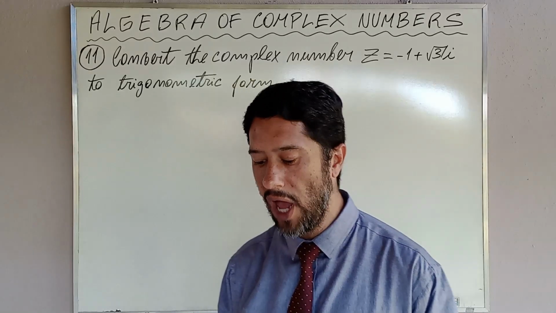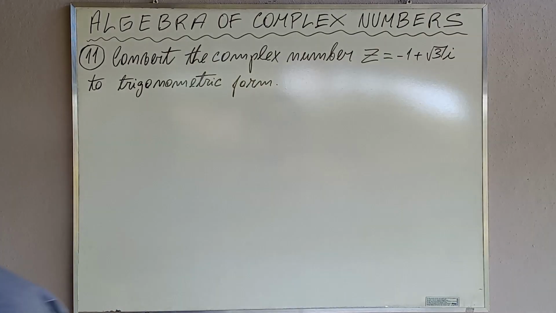Exercise 11. Convert the complex number z equal to -1 plus the square root of 3i to trigonometric form. This is the question. Let's go to the solution. To convert z equal to -1 plus the square root of 3i to its trigonometric form, we can use the polar form as an intermediate step.